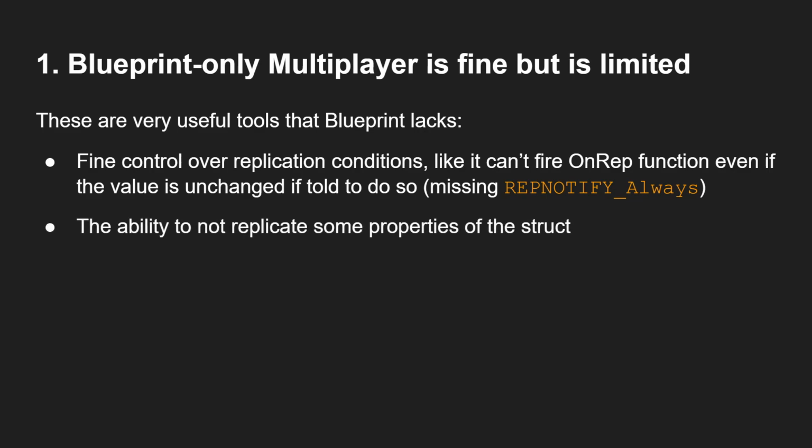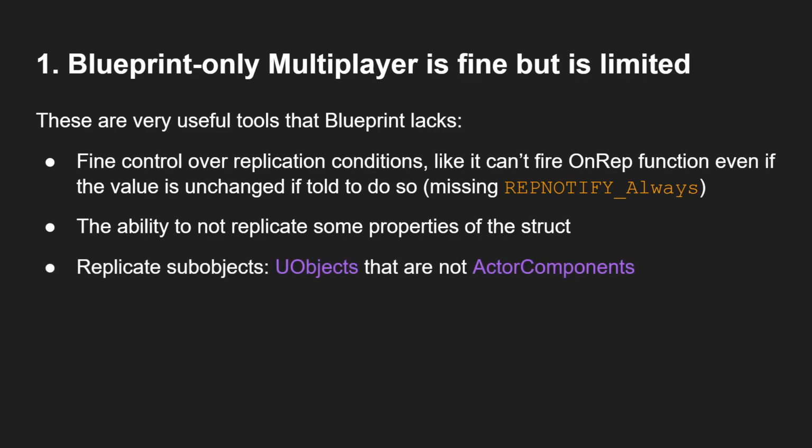Another ability that is missing in Blueprint is to be able to not replicate some properties of a struct. So say you are replicating a struct property. In Blueprint, you are forced to replicate all the properties in a struct. You're not able to exclude any of them. Whereas in C++, for example, you are able to do so.